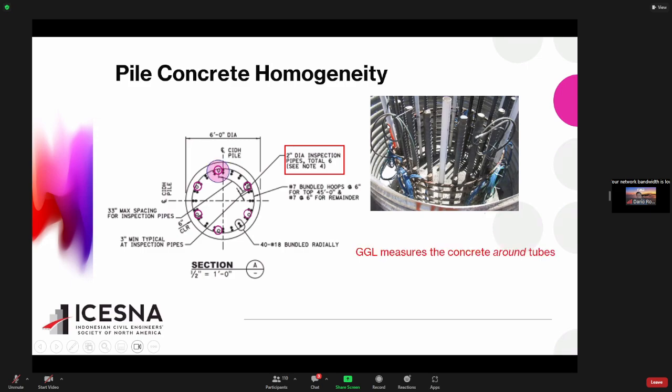Right? So you can do 2 tests. It's the gamma logging, which measures the quality of the concrete around the tube only. You cannot measure anywhere else, just around the tube. And then the other one, the CSL, the cross sonic logging, is measuring the quality across tubes. So, for example, across this tube and this tube. So basically measuring the concrete quality here.